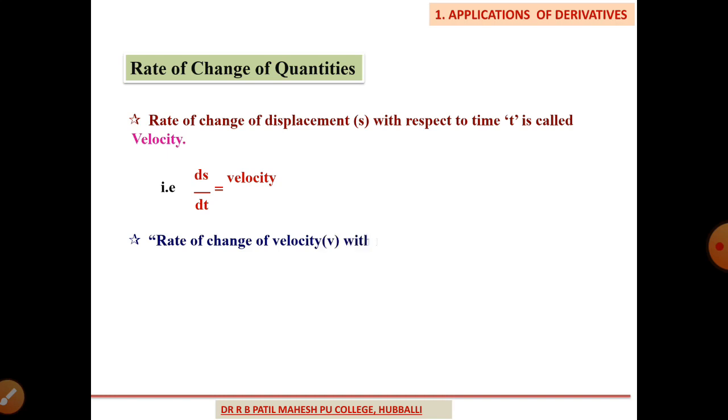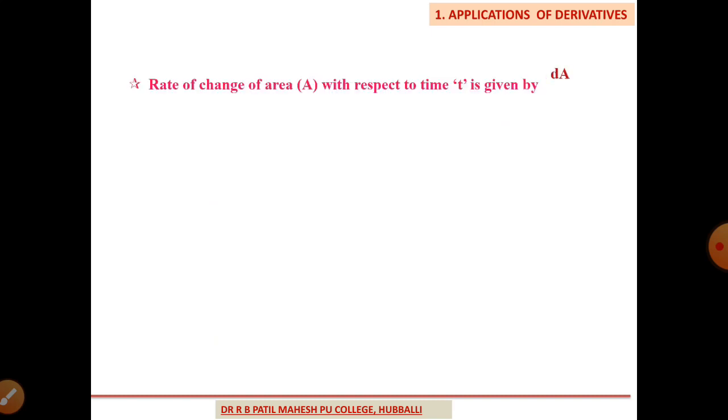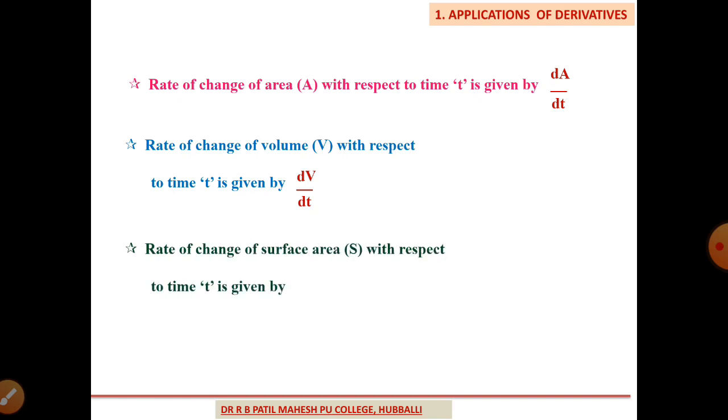Next, similarly, the rate of change of velocity v with respect to time t is called acceleration. We write this as dv by dt. The rate of change of area A with respect to time t is given by dA by dt. The rate of change of volume V with respect to time t is given by dV by dt. The rate of change of surface area S with respect to time t is given by dS by dt.